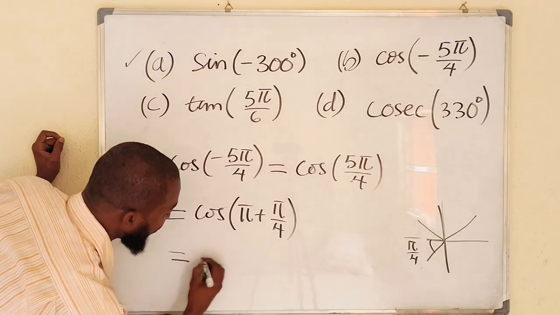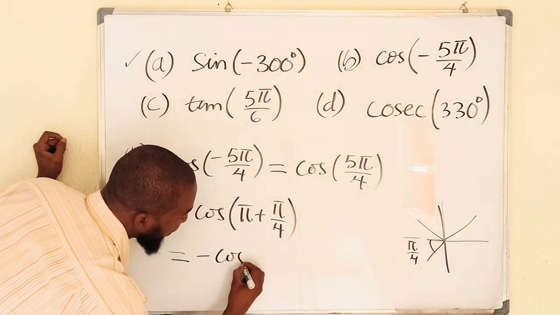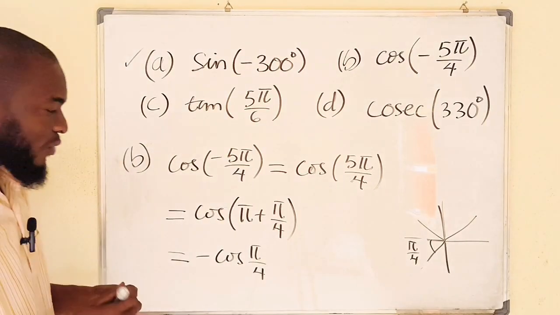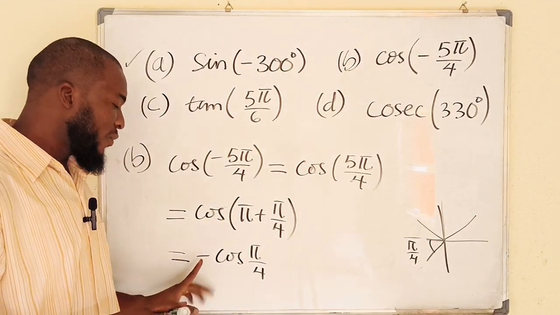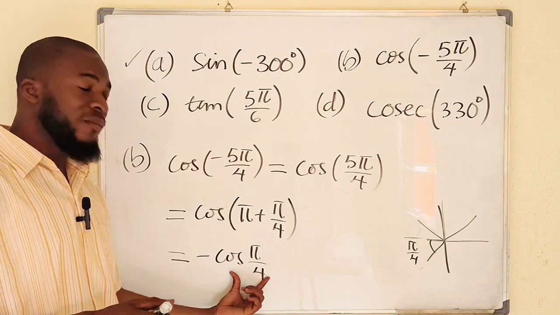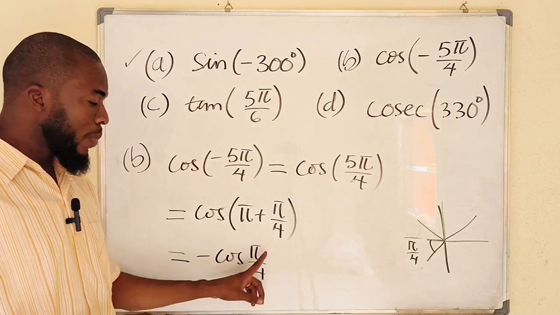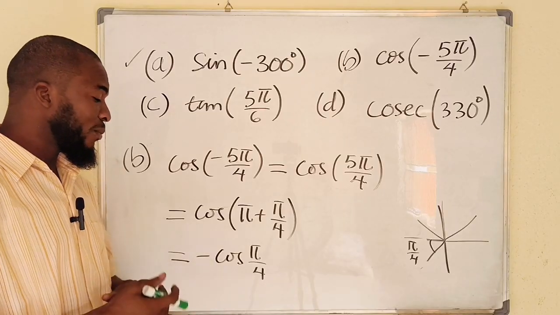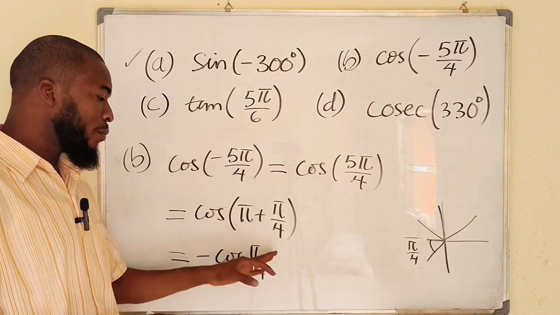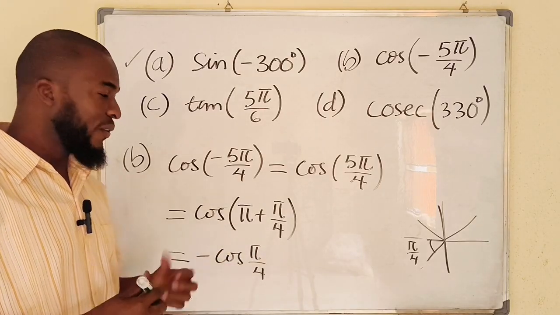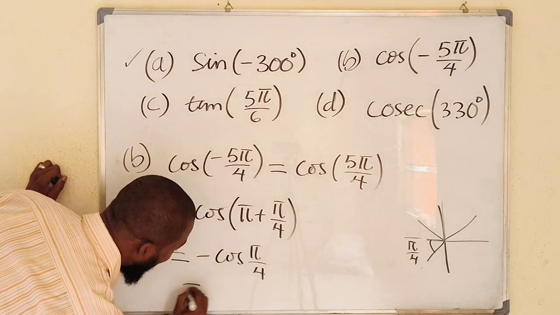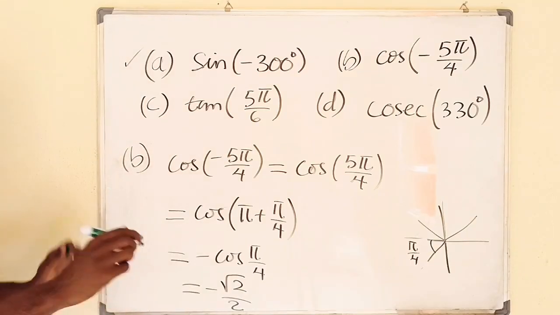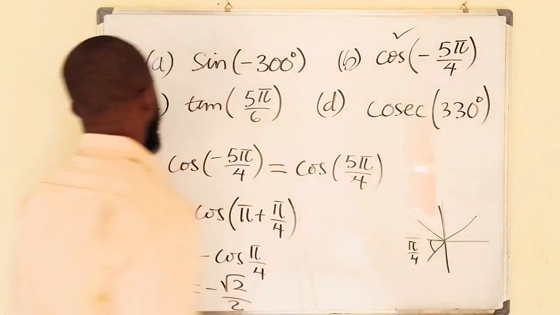So this angle and this one, they are equivalent. So this must be equal to negative cosine of pi divided by 4, because in the third quadrant, cosine is negative. So you can take negative, then you take cosine of the reference angle. And this pi over 4 is 45 degrees, right? And cosine of 45 degrees, or pi divided by 4, is root 2 divided by 2. Therefore, our final answer will be negative root 2 divided by 2. So we are done with this one.